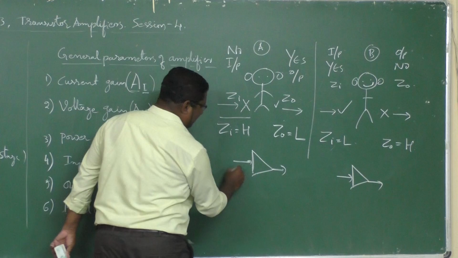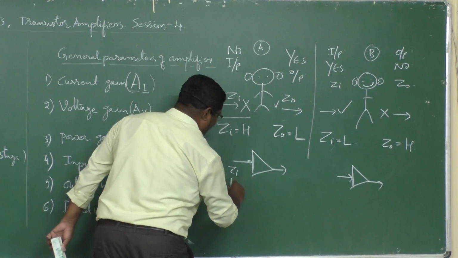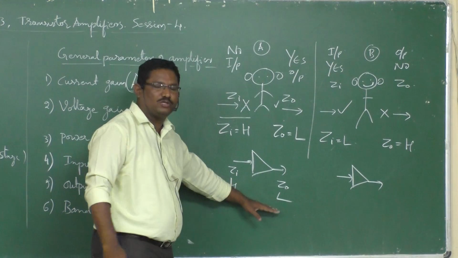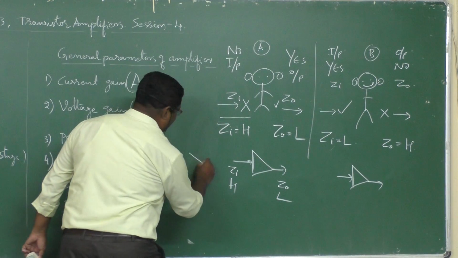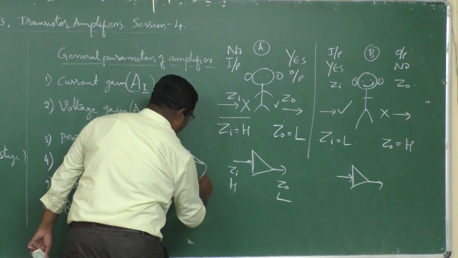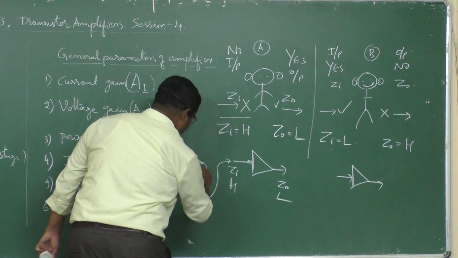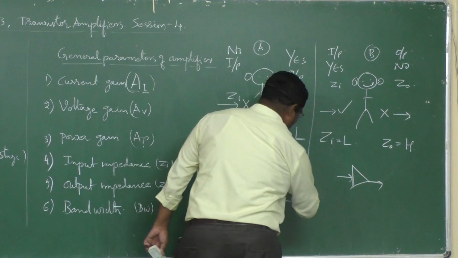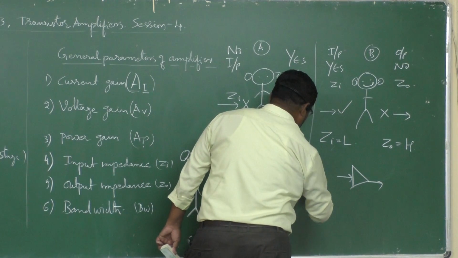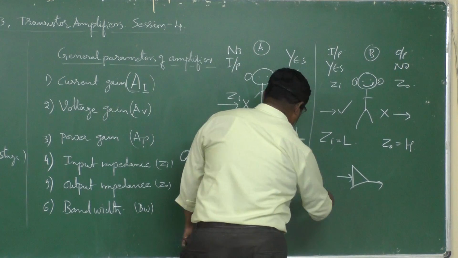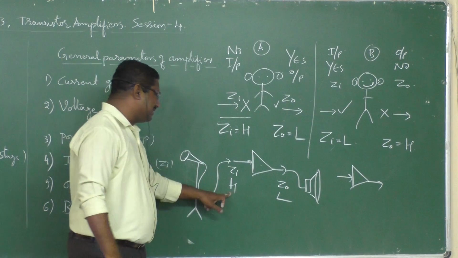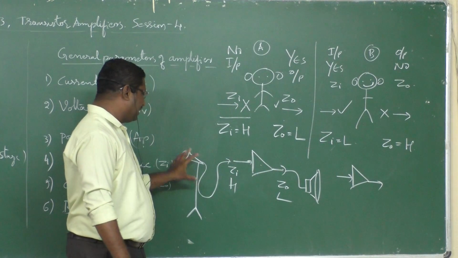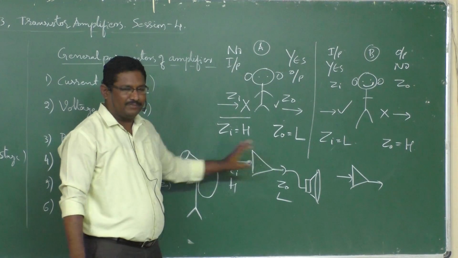So here if it is having Zi equal to high and Zo equal to low, means we have a microphone. This microphone is connected to the amplifier. From this amplifier we are connecting to the loudspeaker. So if this amplifier is having input impedance high, then it will not ask for any current from this microphone.